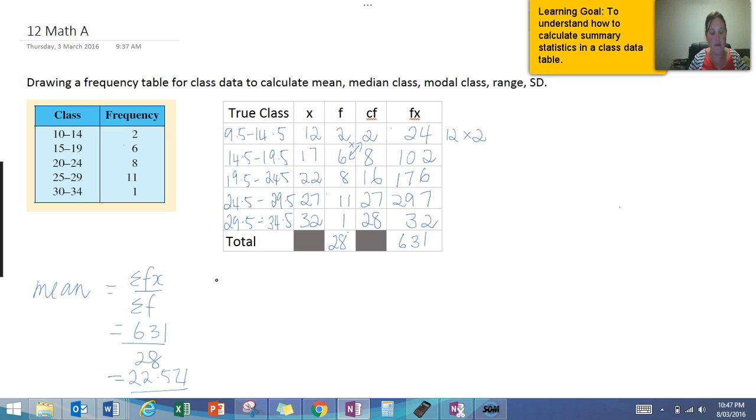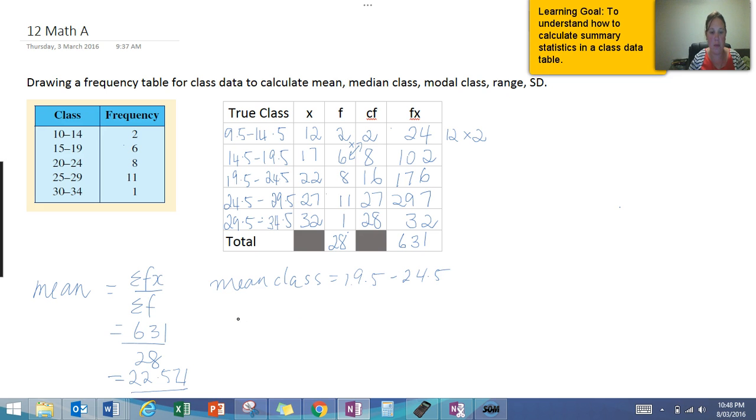Sometimes you might be asked to give the mean class, and basically you are just then going to give the class that contains the value of the actual mean. So 22.54 sits in between these two values here. So the mean class would be 19.5 to 24.5.